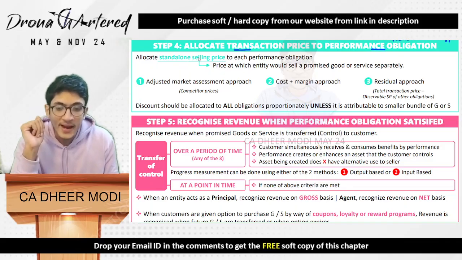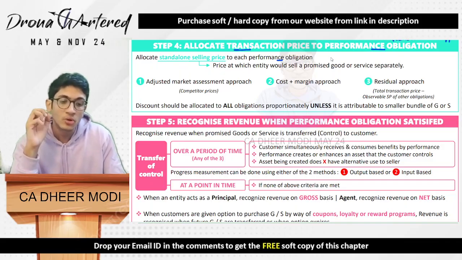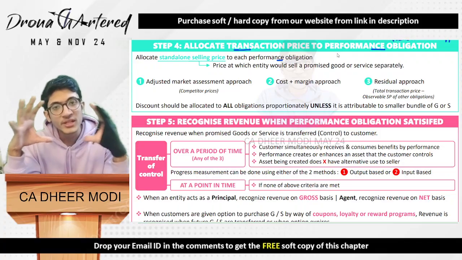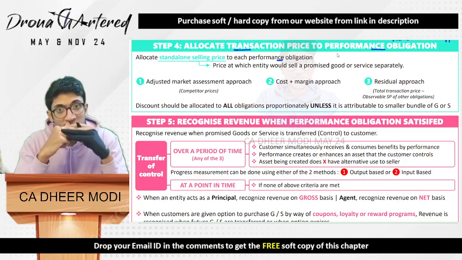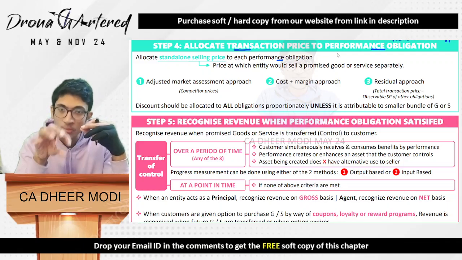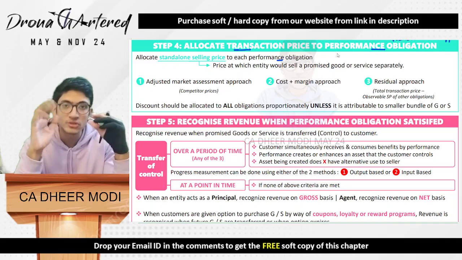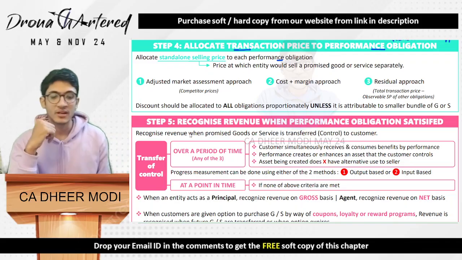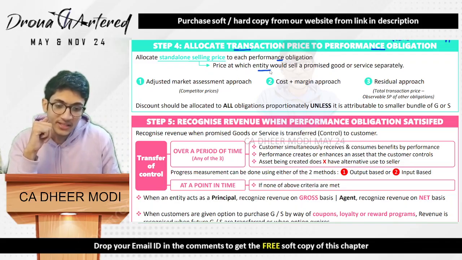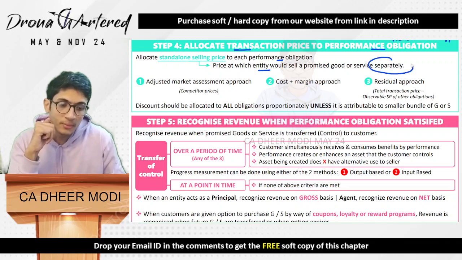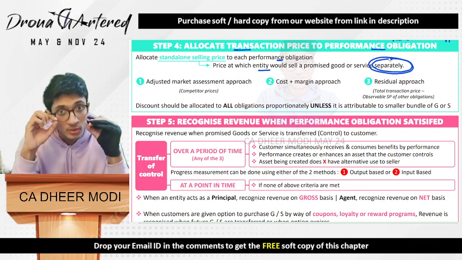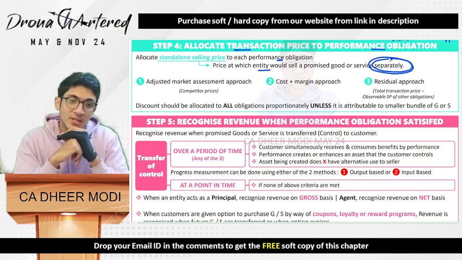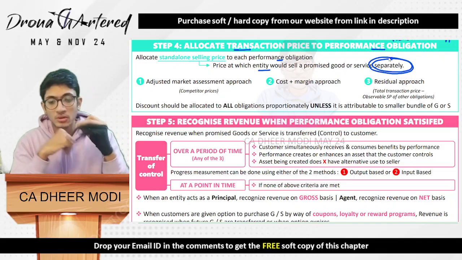That is, allocate the standalone selling price to each performance obligation, because my contract might have 3 to 4 performance obligations and I have negotiated a transaction price which is only one. So I have to identify how much of the transaction price relates to which of these obligations. Because as and when my obligations are completed, I will be recognizing revenue. So therefore, it is the price at which the entity would sell a promised good or service separately. That means if all of these performance obligations were not bundled, at what price would I sell these goods and services individually? Basically, you will have to identify a ratio.